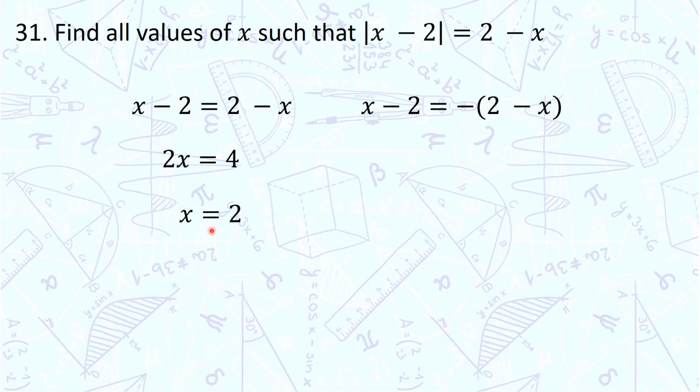On the other case, we observe that all values of x will satisfy the equation. Hence, the answer is all x such that x is less than or equal to 2. Any value greater than 2 will make this statement false because it will make the right hand side a negative.